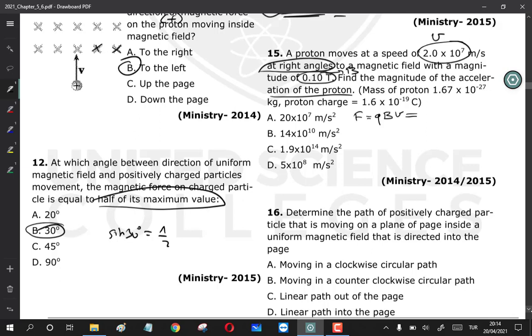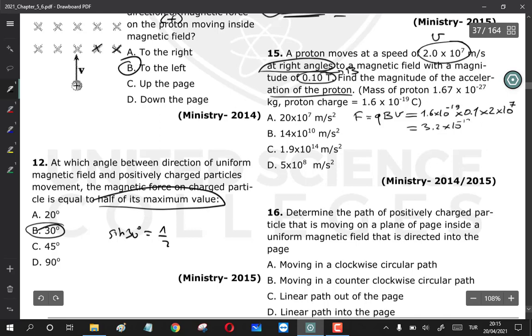Q for proton is 1.6 times 10 to the power of negative 19. It's given in the question. B is magnetic field intensity of 0.1 Tesla times V, 2 times 10 to the power of 7 meters per second. Use your calculator and calculate the magnetic force. 1.6 times 10 to the power of negative 19 times 0.1 times 2 times 10 to the power of 7. Answer is 3.2 times 10 to the power of negative 13 newtons.